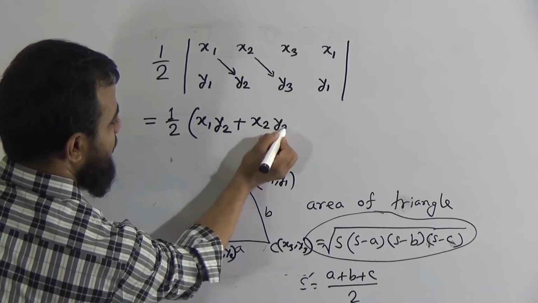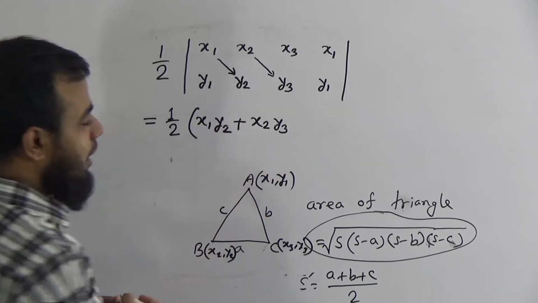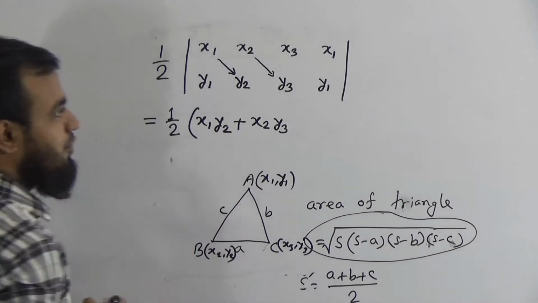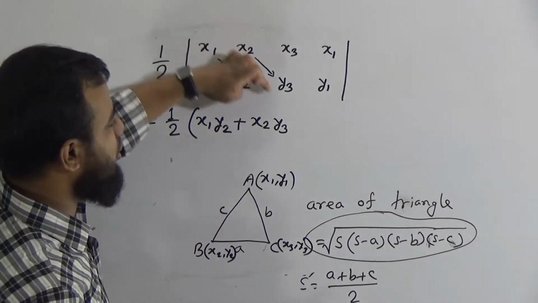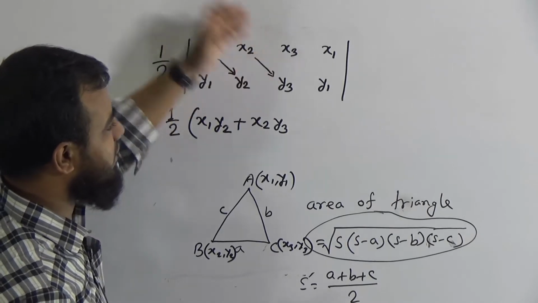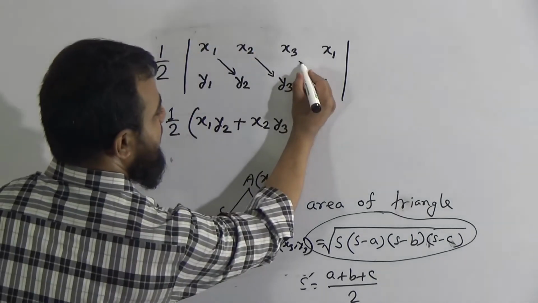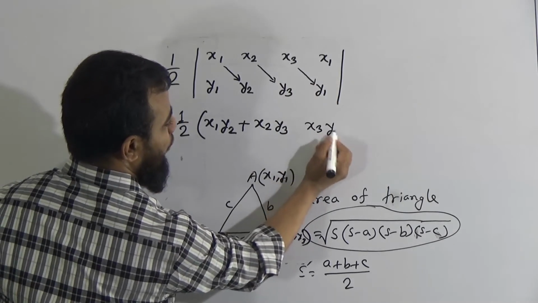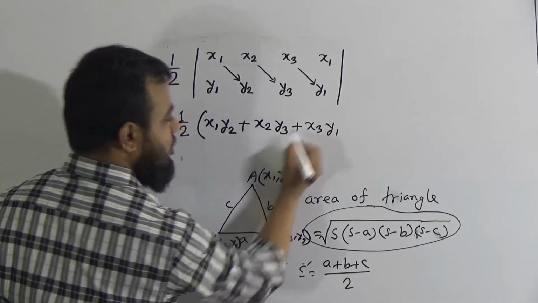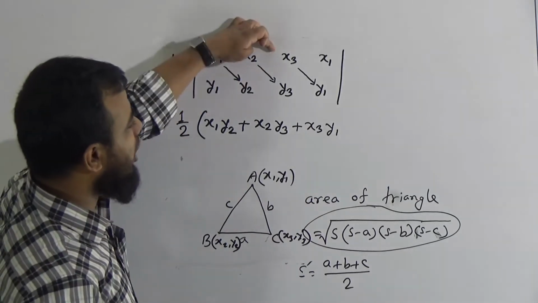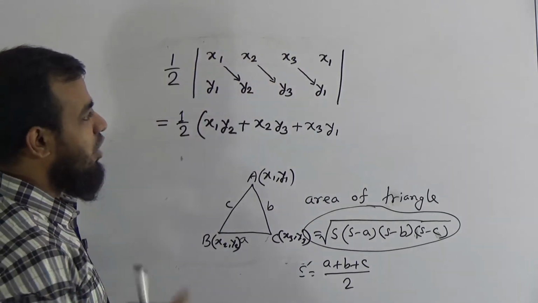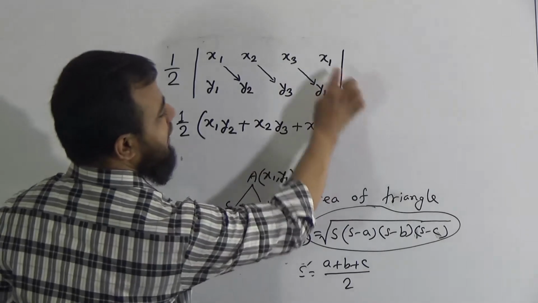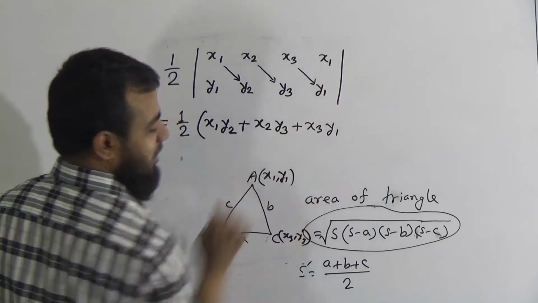x2 y3, it also takes a positive sign because we go top to bottom and we should go left to right. Again we will go left to right. In this case we will take x3 y1 and we take a positive sign because we again go top to bottom. Okay, the work is done because we have no more to take for multiplication.